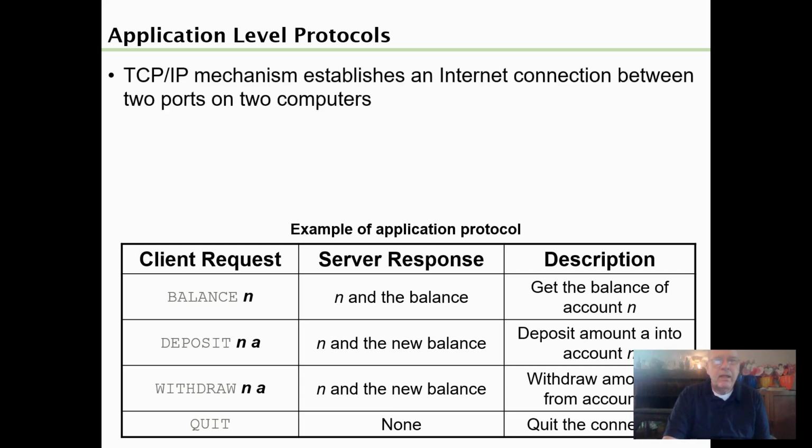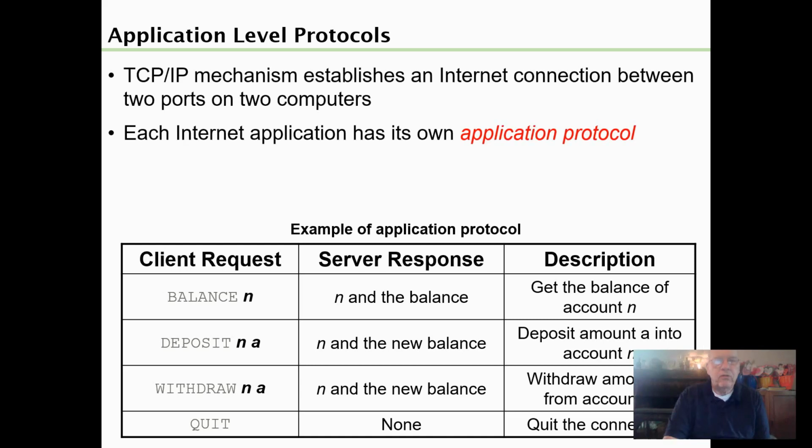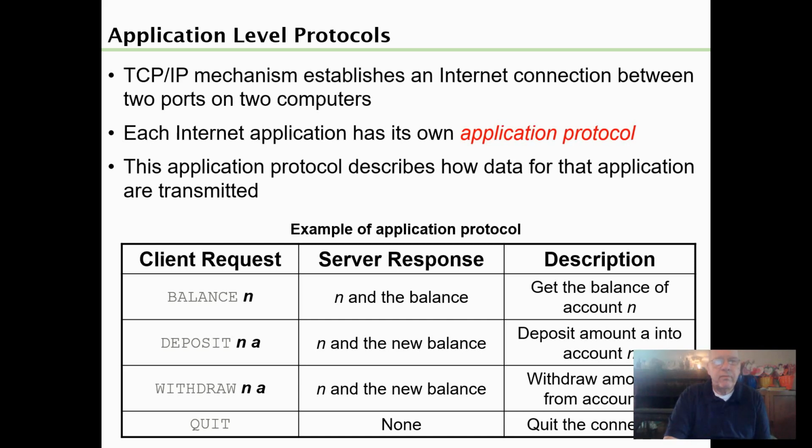So TCP/IP is the internet protocol, and it establishes the connection between two computers on two ports. And each internet application then has its own application protocol. So far, in the previous video, we talked about how computers connect with each other, how processes connect, but we haven't said anything about how they interpret the data that gets sent back and forth. That's the application protocol.